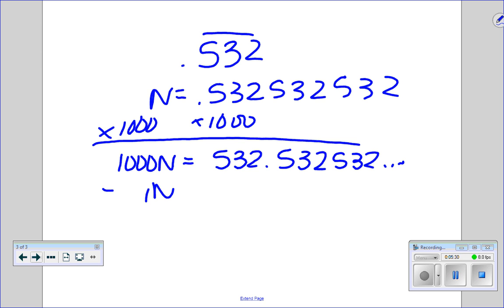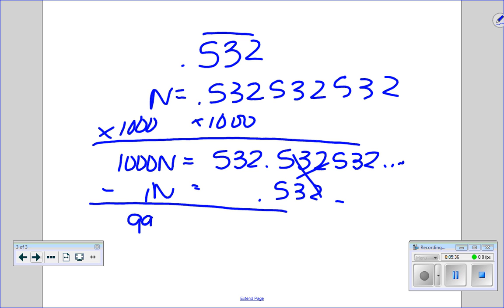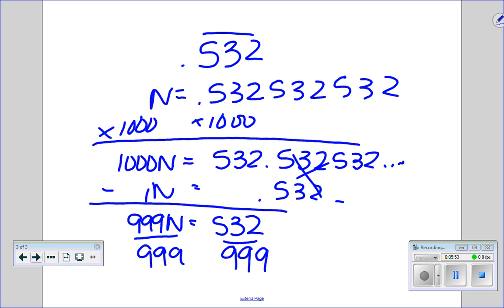Probably almost done if you kept going. It literally gets easier and easier as you go. Divide by 999. And if you actually put this in your calculator, 532 divided by 999, you're going to get 532, 532, 532.